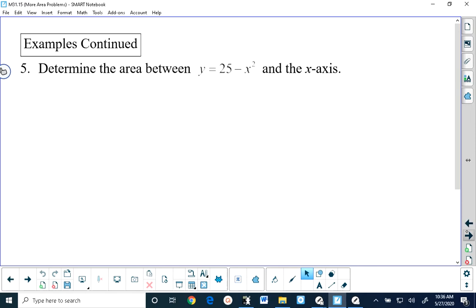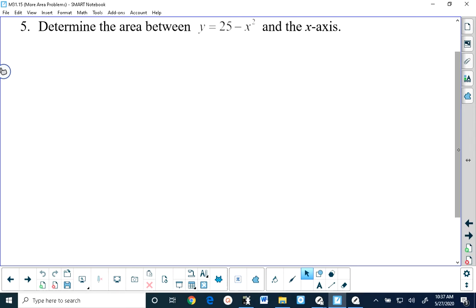The only difference between the examples we're going to do today and the examples we did last time is that last time you were pretty much told that the area was enclosed from x equals one number to x equals another number. And here you're not going to be told that. This question just says, what is the area between y equals 25 minus x squared and the x-axis? So the first thing is you need to be able to come up with a visual of what the graph looks like. Y equals 25 minus x squared.